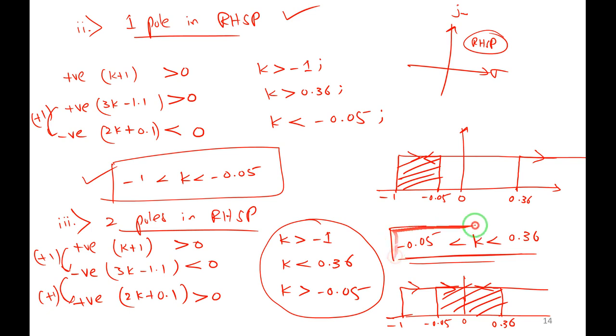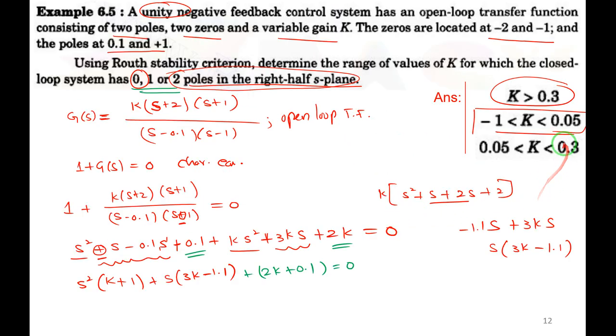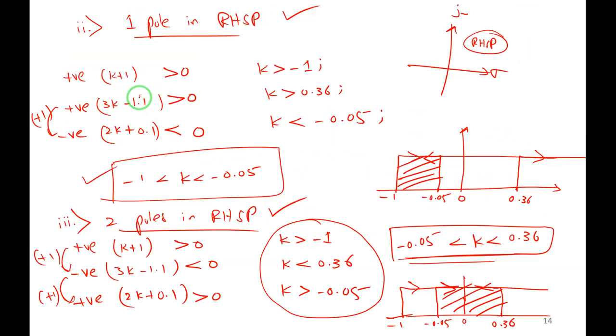This is the range of k so that two poles will be in the right half of S plane: minus 0.05 to 0.36, right? I hope you are getting. Doubts cleared? Yes, sir.